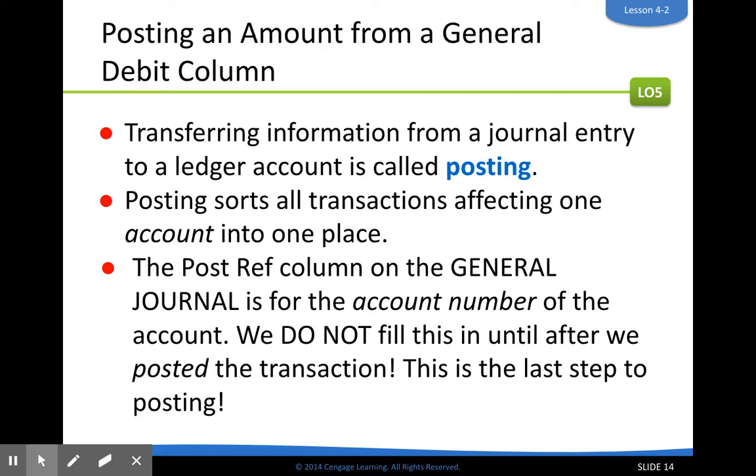So the post reference column on the general journal is for the account number of the account. We do not fill this in until after we have posted the transactions. So this is the last step in posting, which we're going to talk about on the next slide. But we've said before that we have that post reference column right next to where we have our doc number, where you'd put memo 1, memo 2, etc. Now we're going to be using that post reference column.